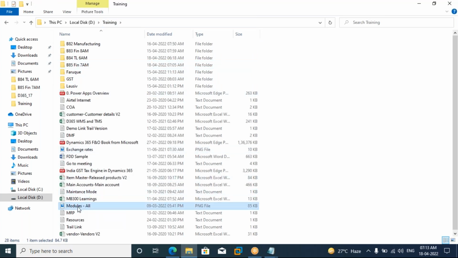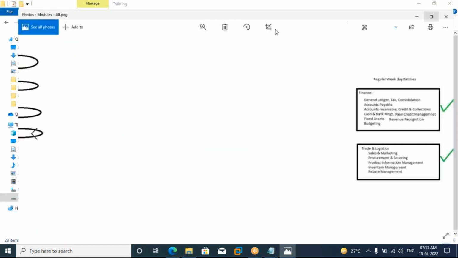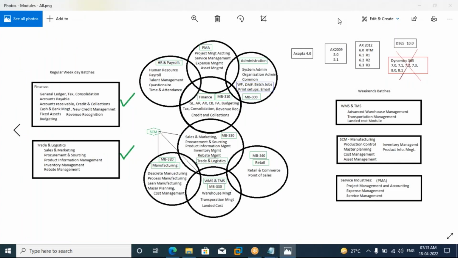Let me go to these modules. So 7 to 8 sessions means this one, finance. In finance, you are going to learn general ledger, accounts payable, accounts receivable, cash and bank, fixed assets, budgeting, tax, consolidation, revenue recognition, and credit and collections. These all are sub modules. And along with this, some part you need to learn is trade and logistics related.